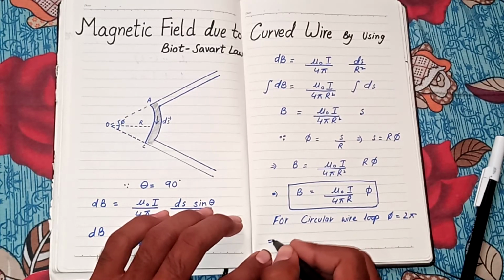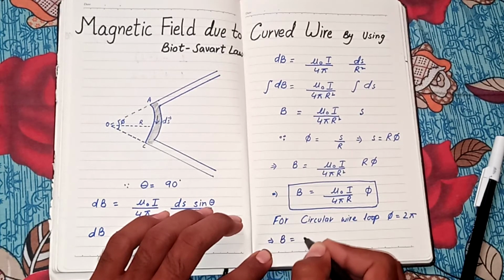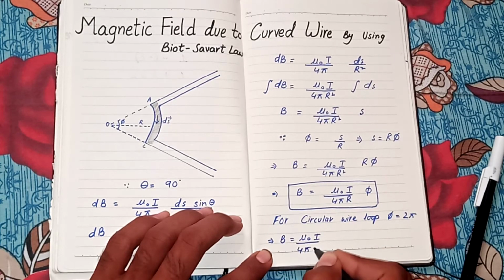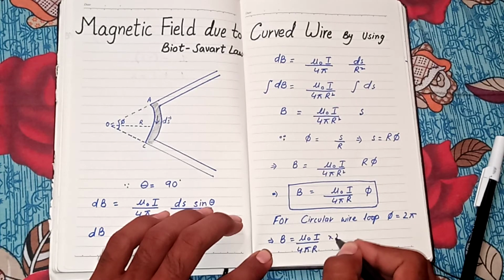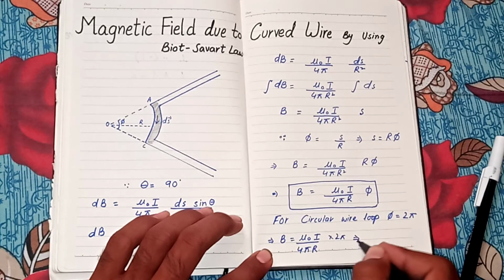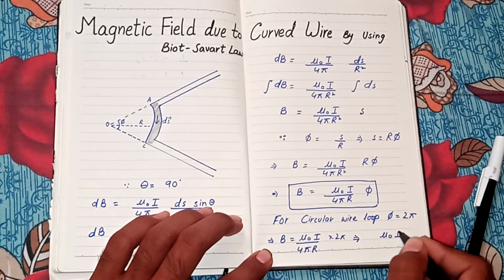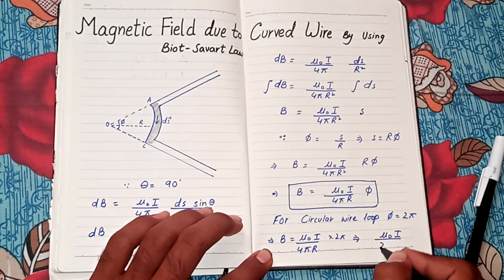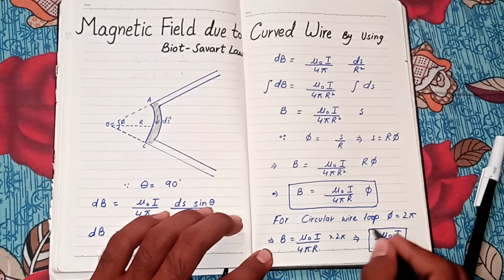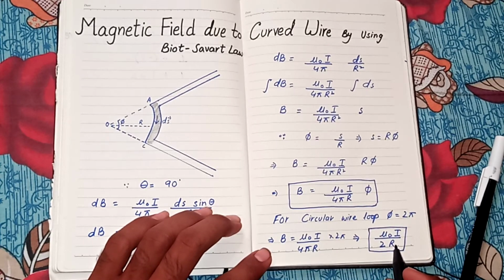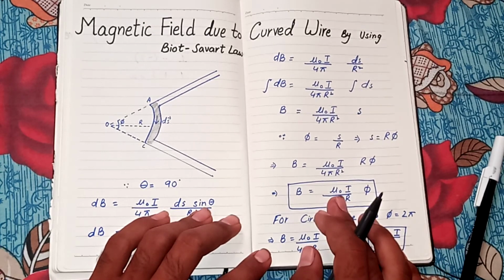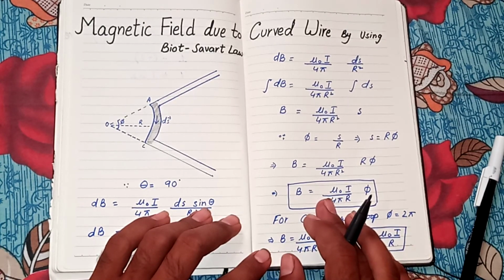So our equation becomes B equals mu naught I upon 4 pi r into 2 pi. This pi cancels this pi, and 2 1s are 2, 2 2s are 4. Our final equation is mu naught I upon 2R. This equation can be used to find magnetic field at center of circular wire loop, and this equation is used to find magnetic field due to curved wire.